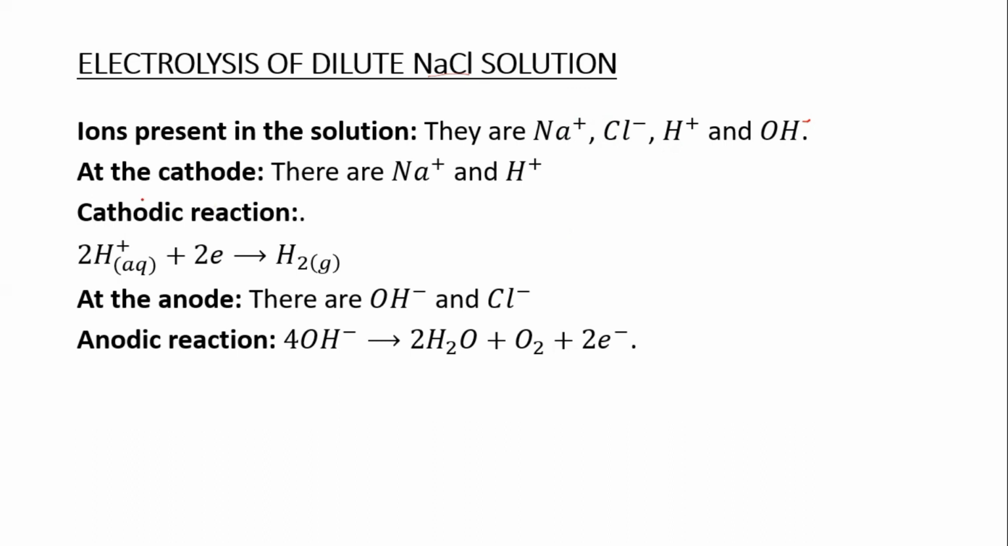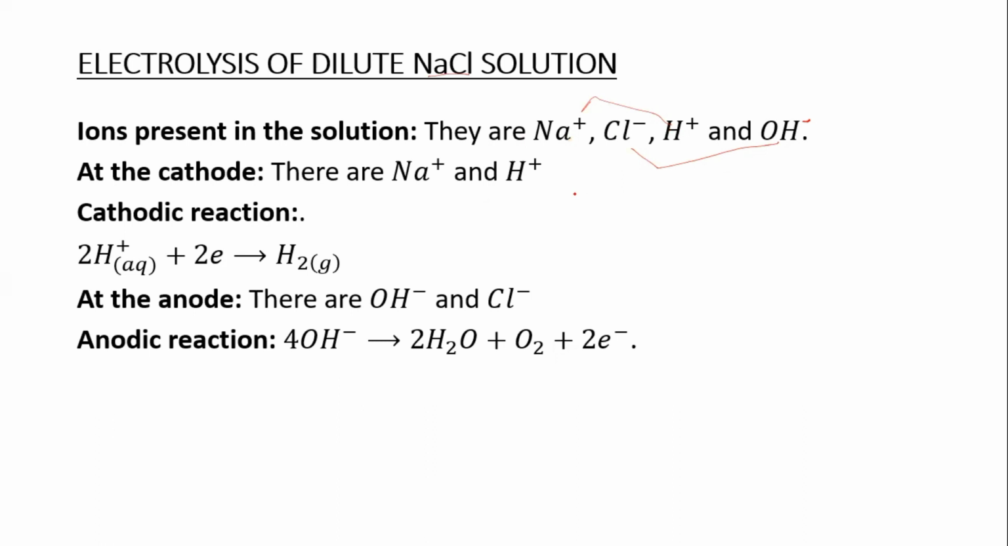All right. Now, what are the ions that will migrate to the cathode? Of course, you can remember that cations will migrate to the cathode, and then the anions will migrate to the anode. So Cl minus and OH minus are the anions, and they will migrate to the anode. The cations are Na plus and H plus. They will migrate to the cathode.